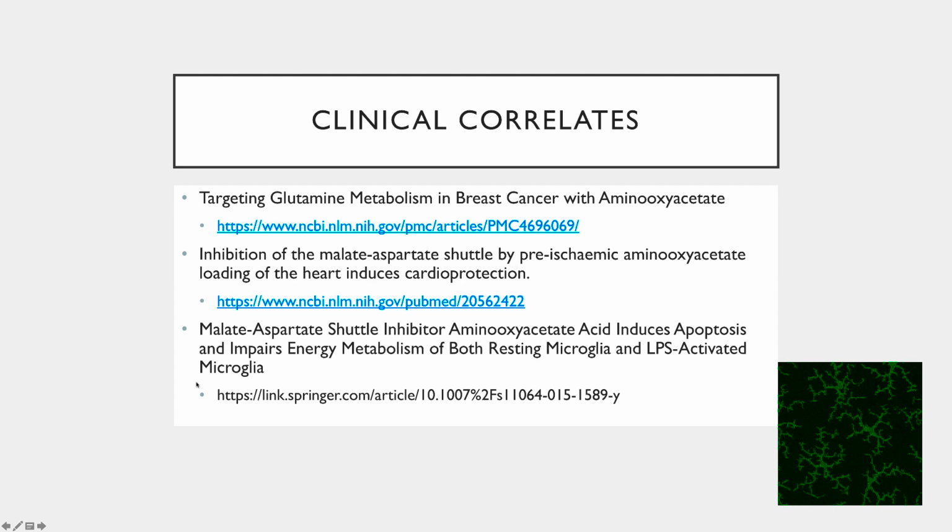Look at these papers and see how this changes metabolism in either breast cancer cells, in cardiomyocytes, or in microglia. These would be good topics for the discussion board pathway posts.